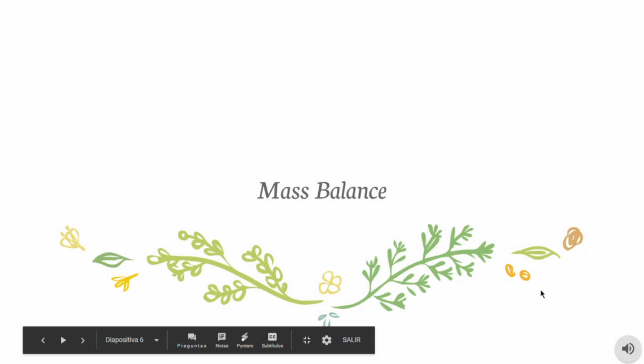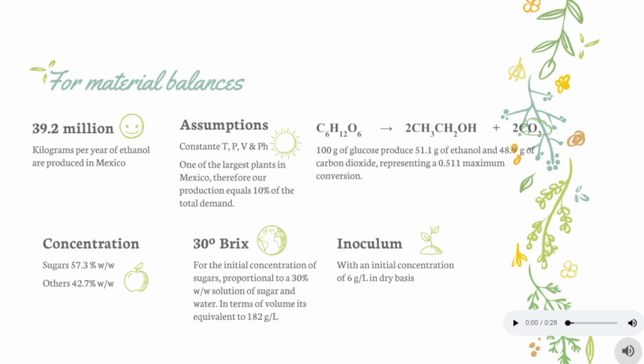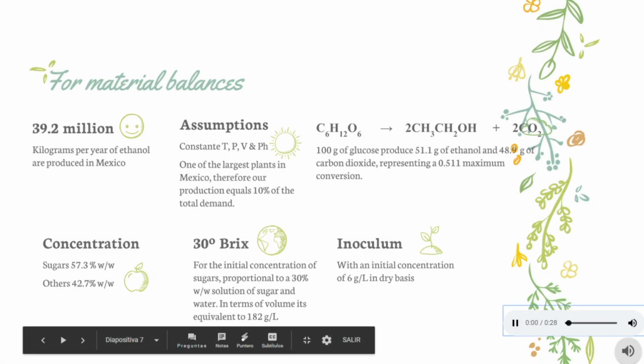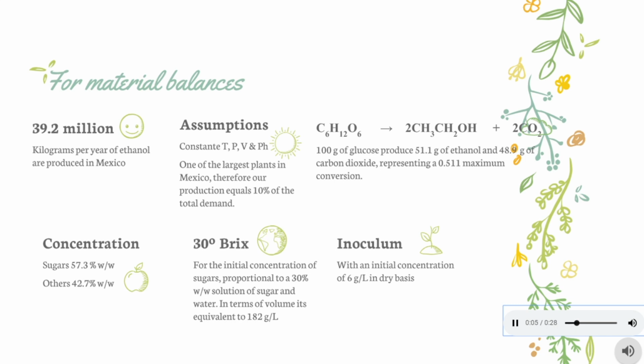Now that we know our conditions, we can begin our mass balance for the reactor system. First, we establish our considerations. We need to consider the total annual production of ethanol in Mexico, the theoretical conversion of the global reaction, some specific assumptions for the operating conditions already described above, the special assumption that our plant will be required to produce 10% of the total Mexico production, and the initial concentration, which will be explained in a moment.